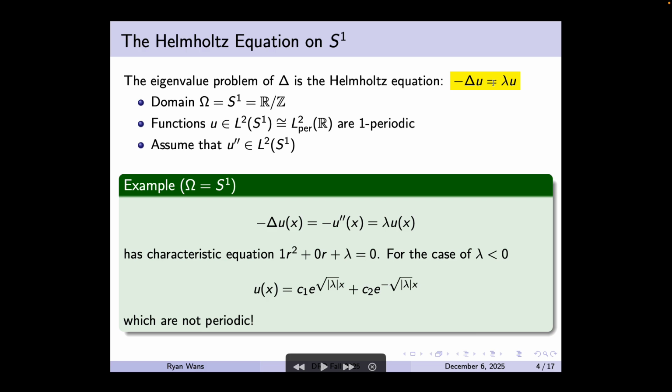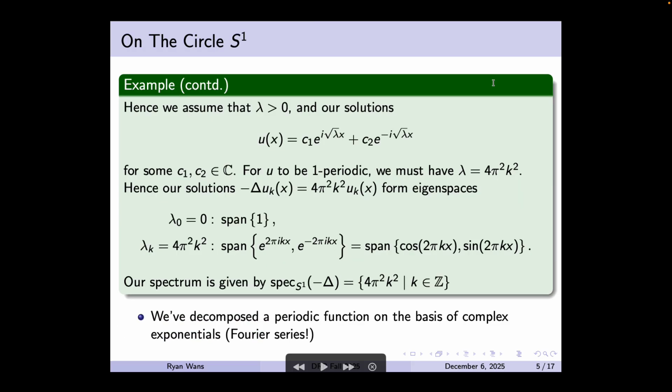Writing out the ODE is very simple. It's just a single variable. So we solve the characteristic equation. We look at some cases of lambda. Clearly, lambda can't be negative because in this case, we have real exponentials, which are very much not one periodic nor periodic at all. So we restrict ourselves to the case of lambda being positive.